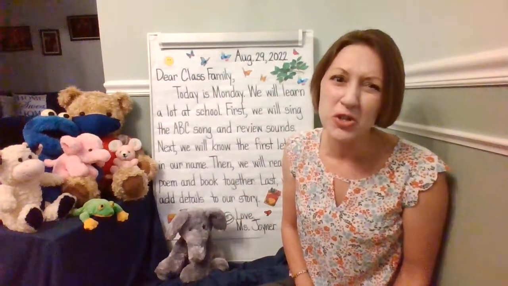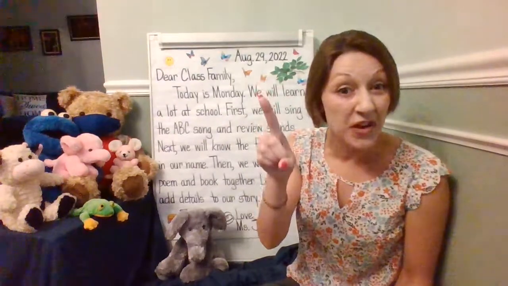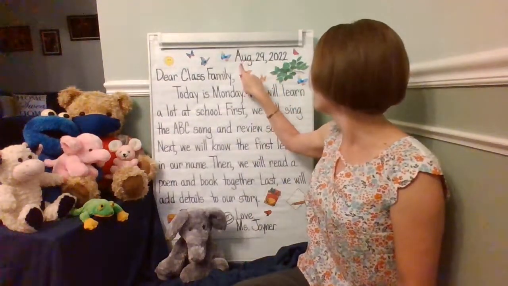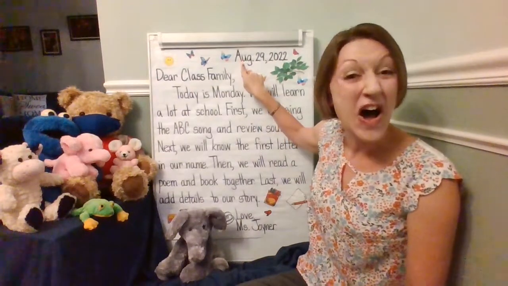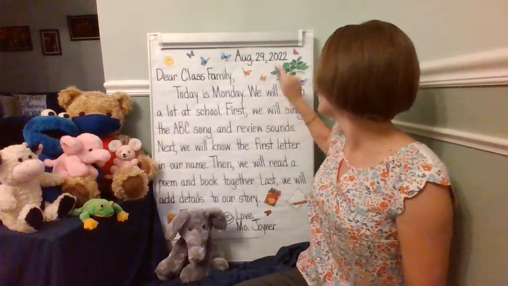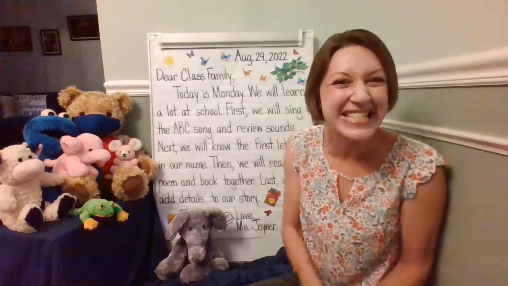All right, class family, let's go back and reread the message. Remember, good readers read things again. It's called rereading. Do you remember where the date is? Use your finger to point and start underneath of the month. Are you ready? Let's go ahead and read the date together. August 29th, 2022. If you remembered that was the date there and read it, great job.